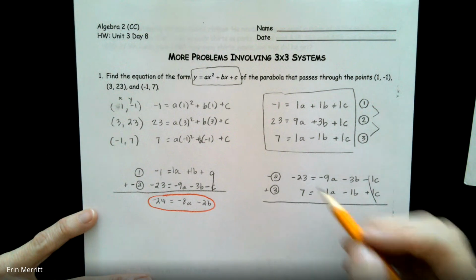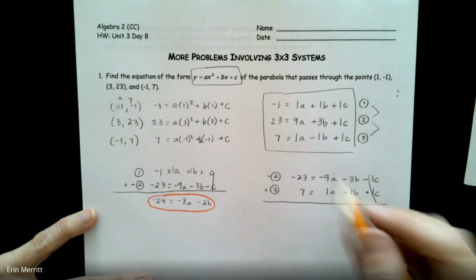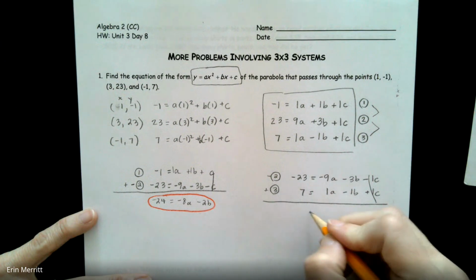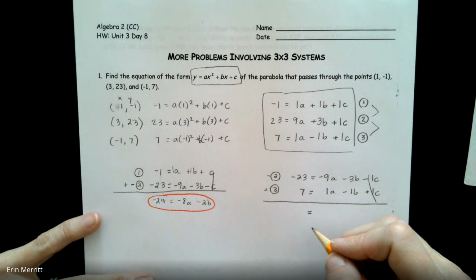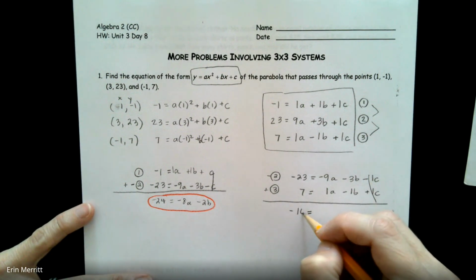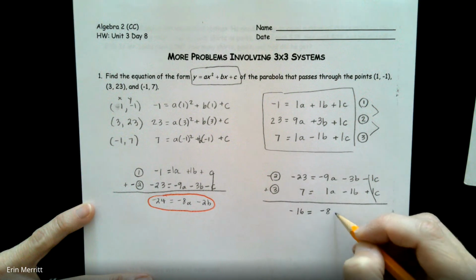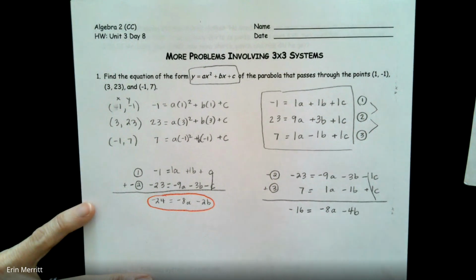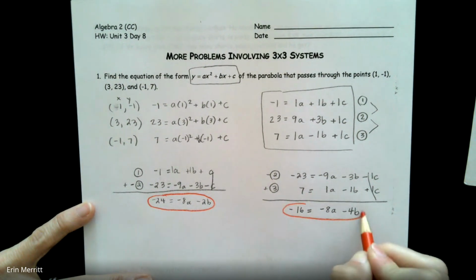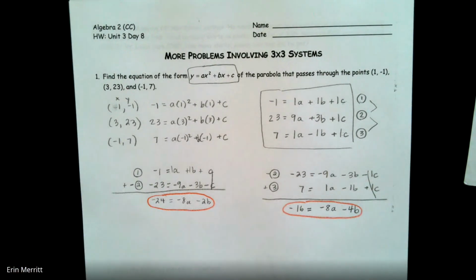So if we have -23 and then plus 7, oh, that's hurting my brain right now. That should give us -16, and then -8a and -4b. All right. So here's my lovely little system of 2 equations and 2 unknowns. I'm going to grab a calculator really quick because I forgot to grab that.